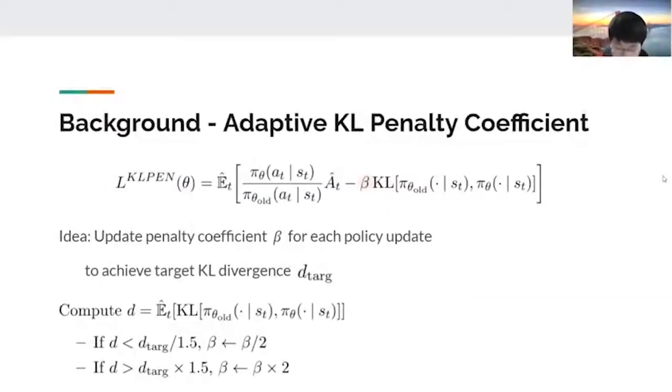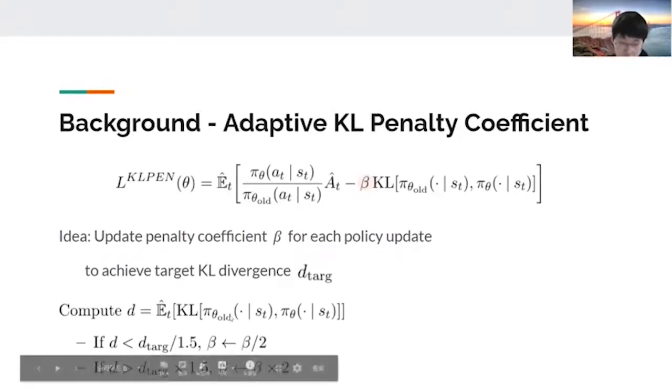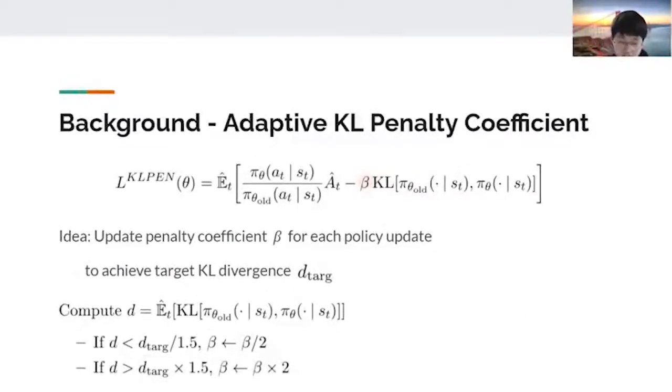Adaptive KL penalty coefficient resolves the problem of TRPO that finding the proper beta value is difficult. Adaptive KL penalty coefficient changes the beta value adaptively through the training process so that we can make the KL value close to the target KL value. Here are the detailed updates of the beta according to the KL value in the training.